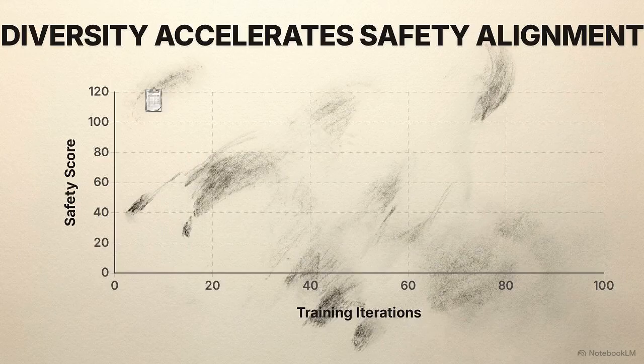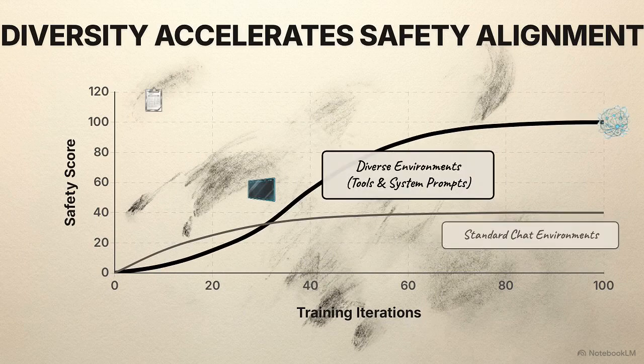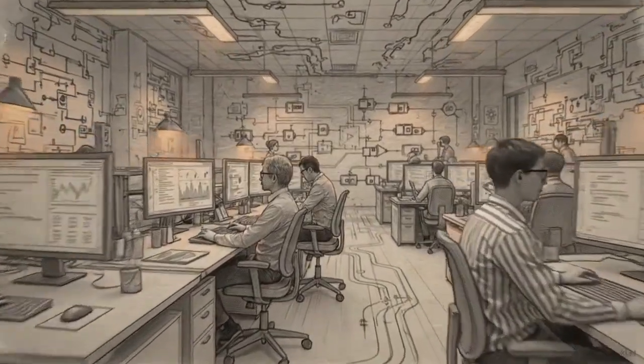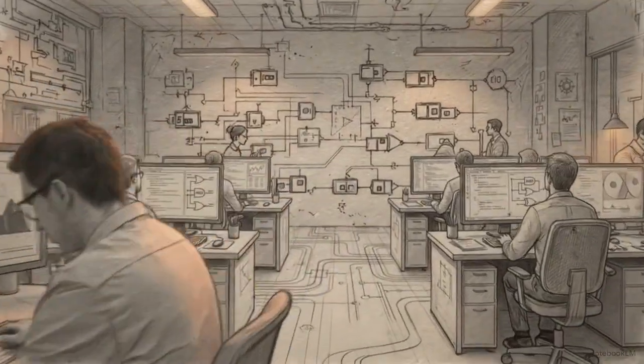This chart shows the measurable impact of that diversity. The bottom line tracks safety improvements in standard environments, while the sharply rising line above it shows the rapid improvement when augmented with diverse tools. Environmental diversity acts as a continuous stress test. It guarantees that the model's ethical principles remain intact, no matter how complex the user prompt becomes. We now have a complete safety training pipeline that moves far beyond the limitations of basic conversational feedback.